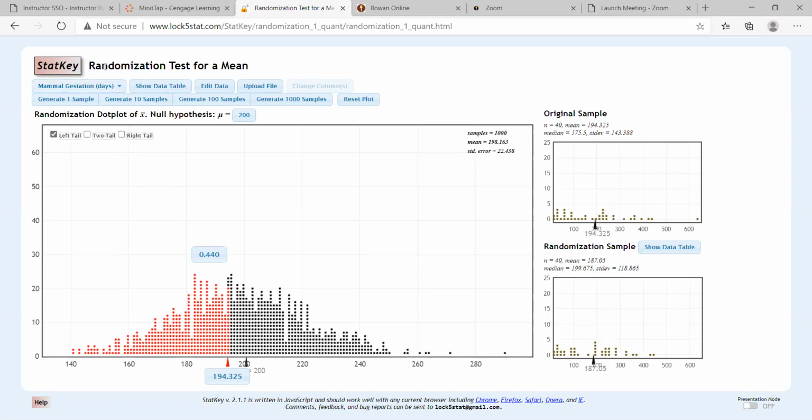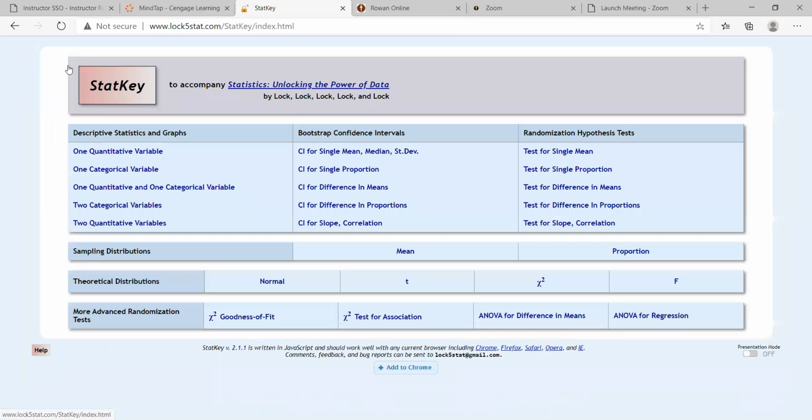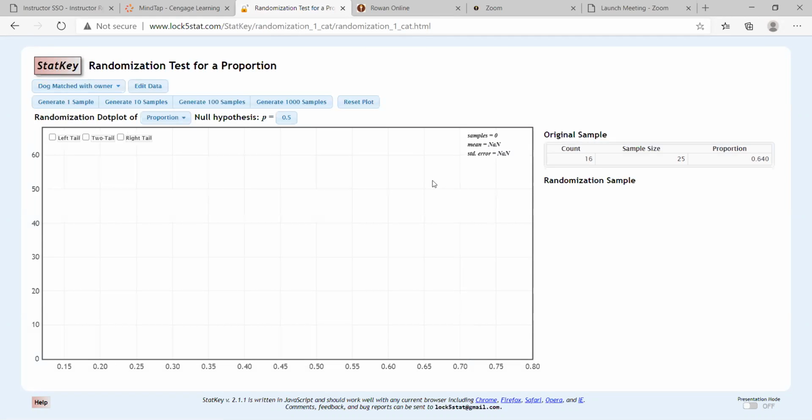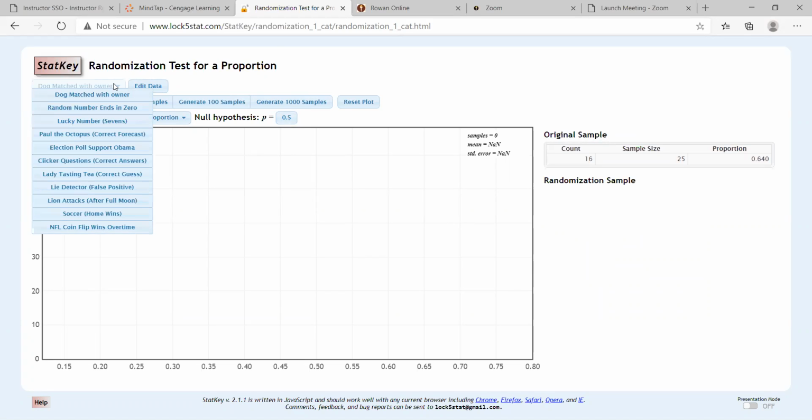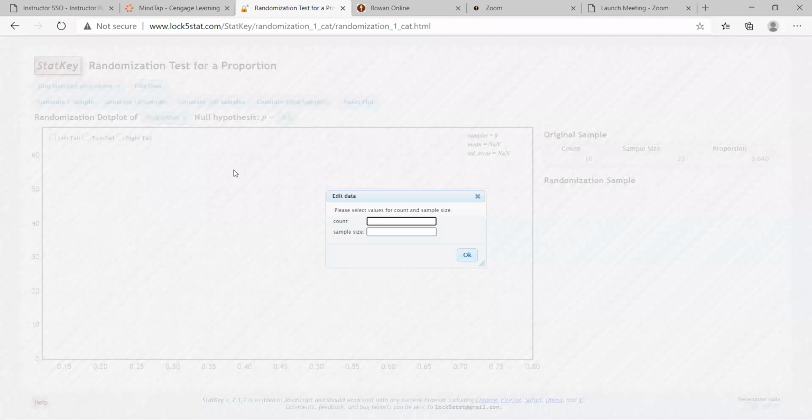All right, suppose we wanted to do a right tail test for a proportion. I'm going to go back and let's do a test for a single proportion. Notice it automatically defaults here to 0.5 for our null hypothesis. It doesn't have to be 0.5. It could be any proportion between 0 and 1. Okay. Suppose I wanted to create my own proportion. They do have samples here where they have different proportions, but suppose I wanted to create my own.